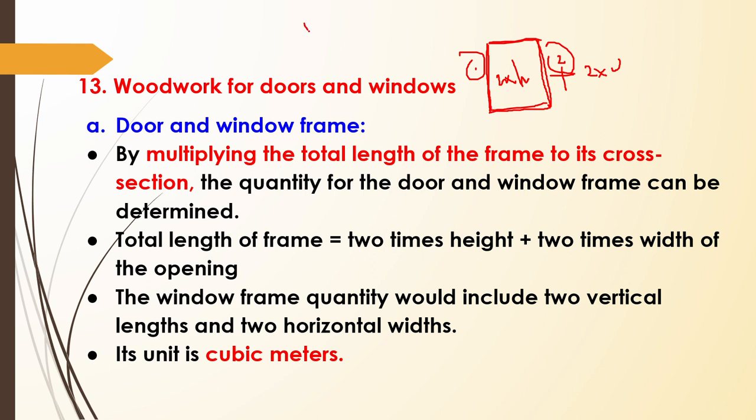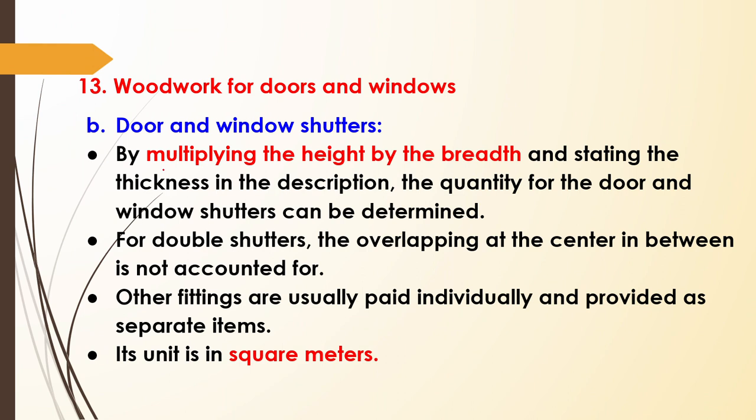Now what is a cross section? Each frame will have a cross section of a rectangle or a square. So maybe 10 centimeter by 10 centimeter, like that some cross sections may be there. So this area into the total length will give you the total woodwork needed for frame. Now in case of shutters, shutter means the inside portion.